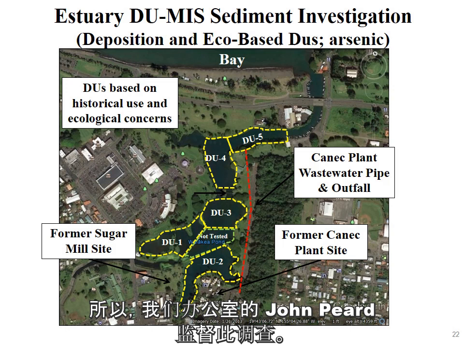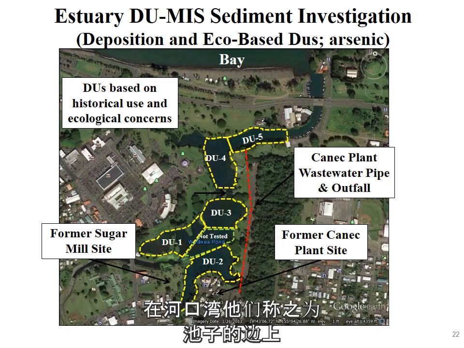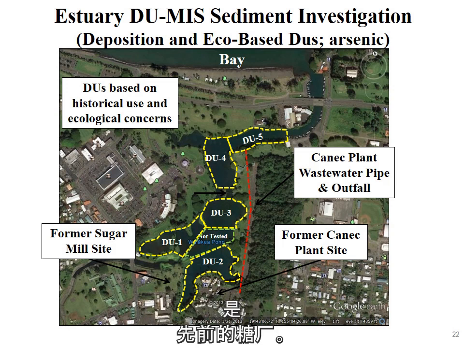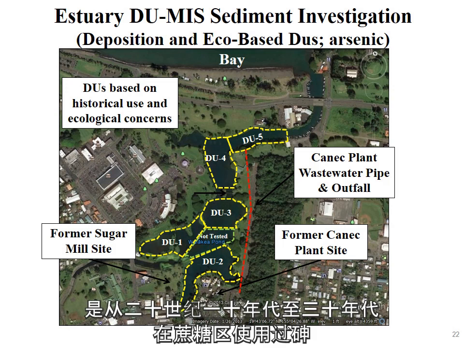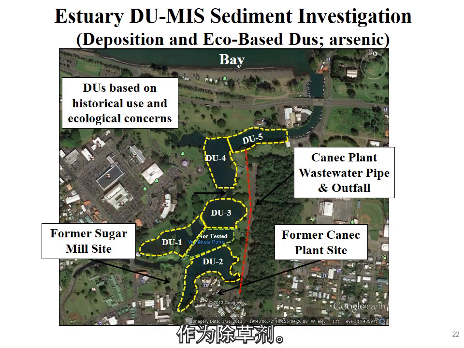So John appeared in our office and oversaw this investigation. Along the edge of this pond, as they call it, the estuary, there was a former sugar mill, so right up front we're worried about arsenic contamination. Now, they used arsenic in the 1910s through the 30s as a weed killer in the sugarcane fields.